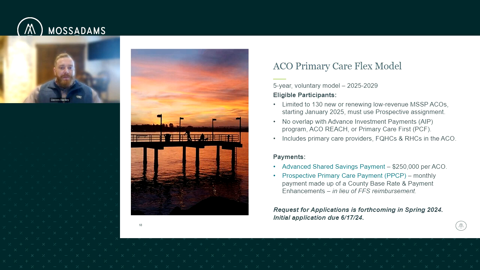The model will also implement prospective primary care payments, which will be monthly payments based on the county's average primary care spending, in addition to payment enhancements intended to provide additional resources to ACOs. CMS anticipates that for most participants, the PPCP will actually increase primary care funding relative to the ACO's historical expenditures. With more information being released this spring, the initial application will be due June 17th of this year, again, after you apply to shared savings, and the model will operate between 2025 and 2029.